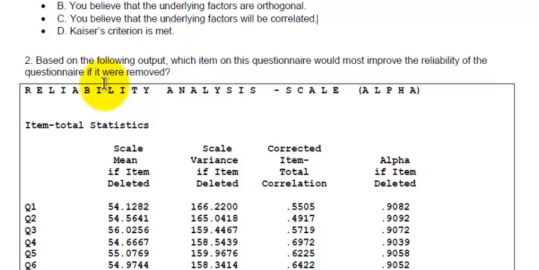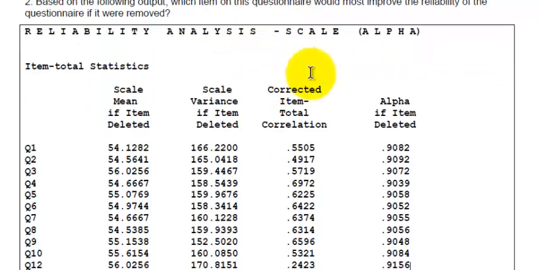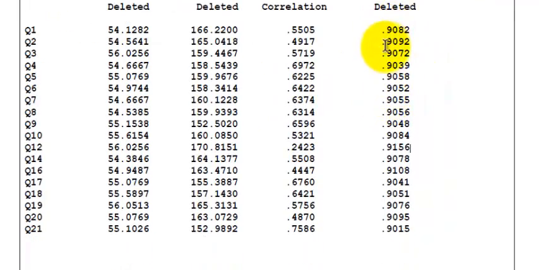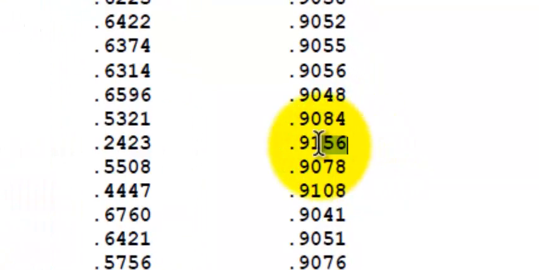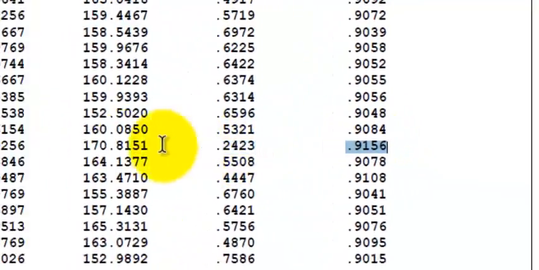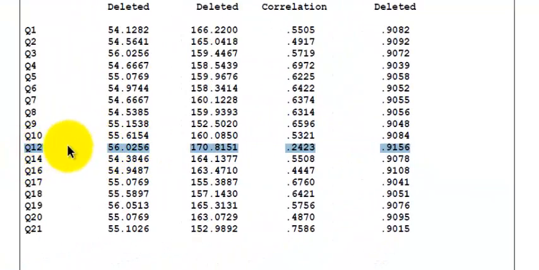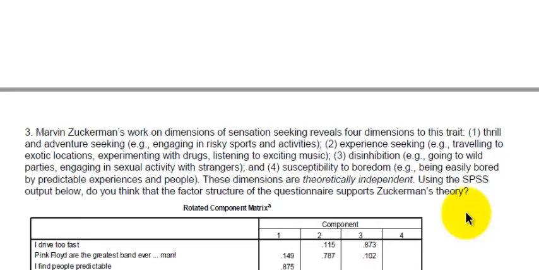Number two, which of the following should be removed that would bump up your reliability? Reliability is what we call Cronbach's alpha. So what you do is you go down here, you look at the largest Cronbach's alpha number, looking like that one. So if you got rid of this question, number 12, your Cronbach's alpha, or your reliability, would jump way up to 0.9156. Pretty easy. Moving on. Next question.